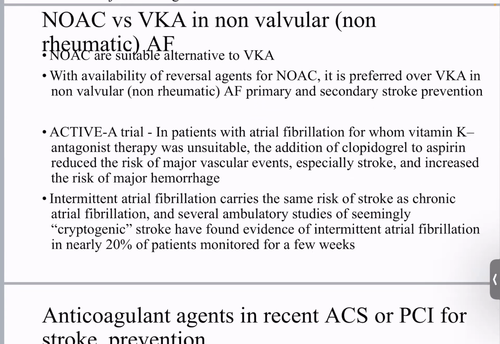This is ACTIVE A trial. Again, it reduced the risk of major vascular events, especially stroke. However, using antithrombotic antiplatelets increased the risk of major hemorrhage. This point, sir already mentioned, intermittent AF or transient AF are causes of many of the cryptogenic strokes, because this seems to be episodic and the patient may not present to us with the AF.